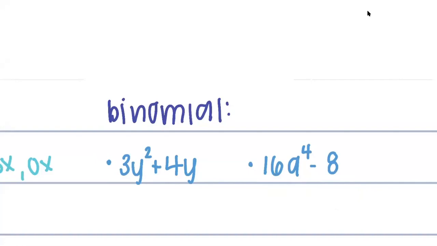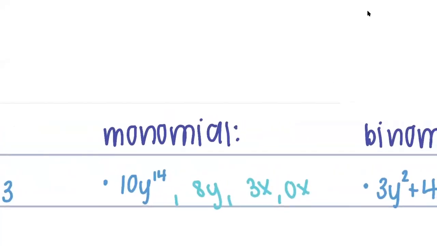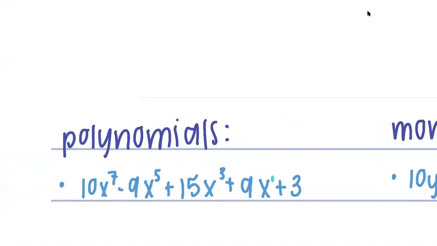Okay. Two terms, binomial. One term, monomial. More than two, polynomial. Okay?